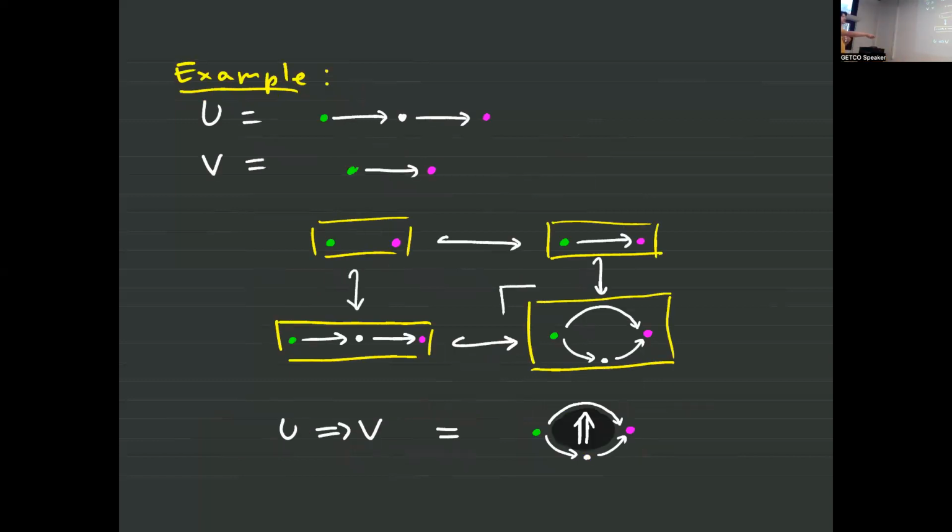So this is an example. If you have U, which is a path of two edges, and V, which is a path of one edge, then this would be the result of this rule.